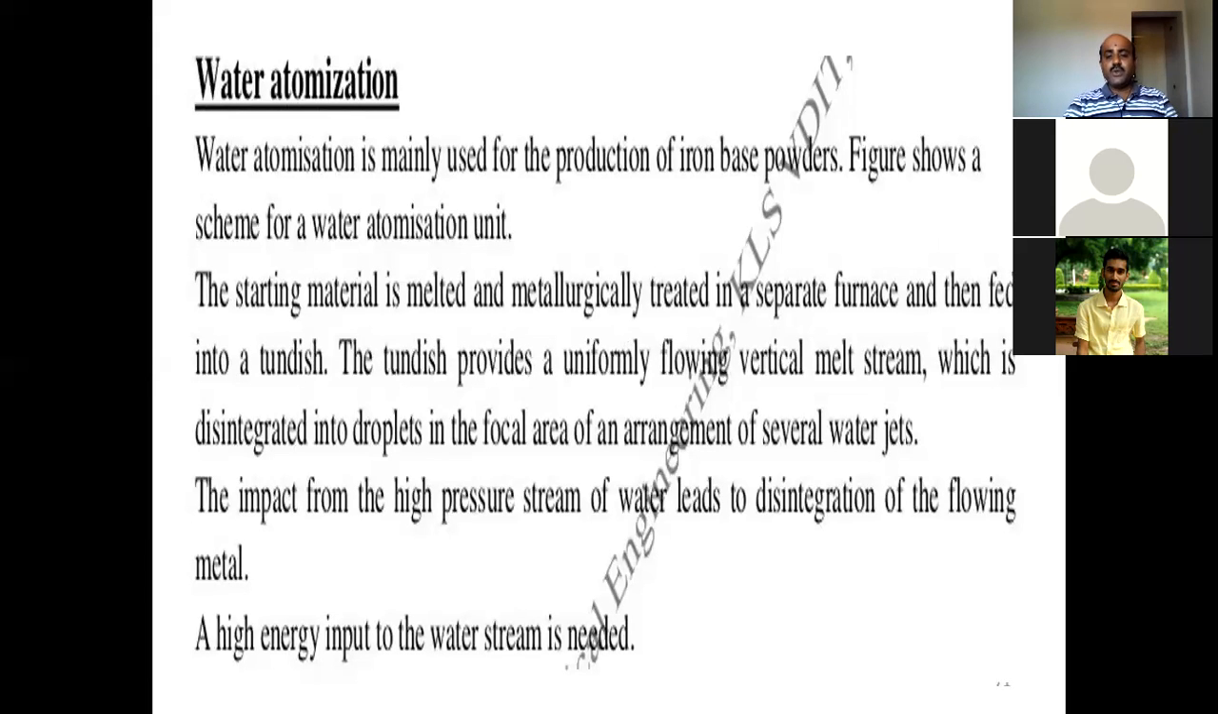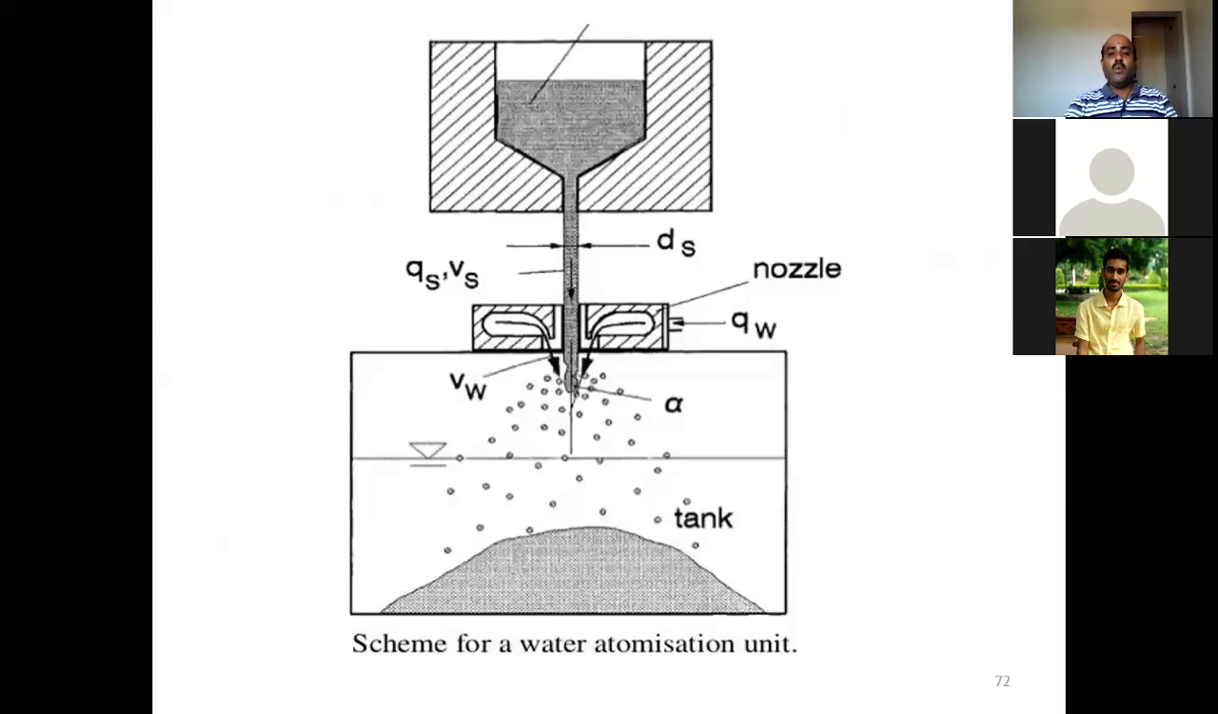The tundish provides a uniformly flowing vertical melt stream, which is disintegrated into droplets in the focal area of the arrangement of several water jets. This is what we are talking about, the tundish. So what does it do? It provides a vertical flow of the molten metal. And here is the nozzle, through which a stream of water will be flowing.